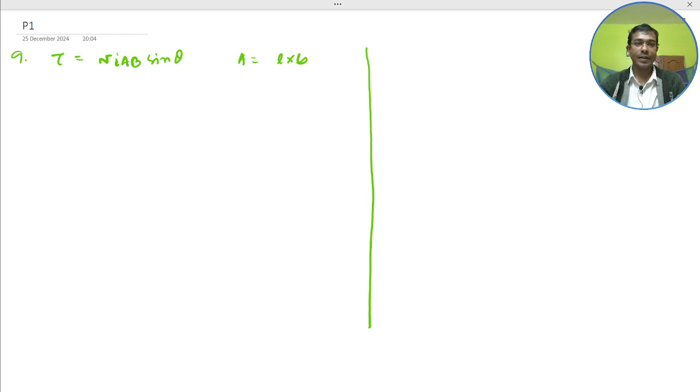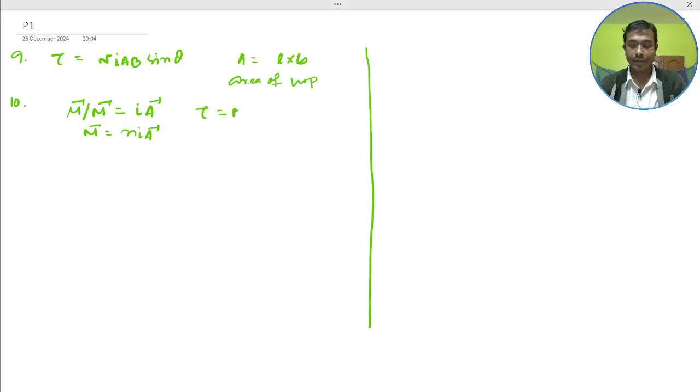N I A B sin theta, where A is L cross B, the area of the loop, B is the magnetic field, and I is the current. Next, the magnetic dipole moment is written as mu or M equal to I A. So M for N turns is N I A. Torque on the loop, tau, is basically M cross B, written as M B sin theta.